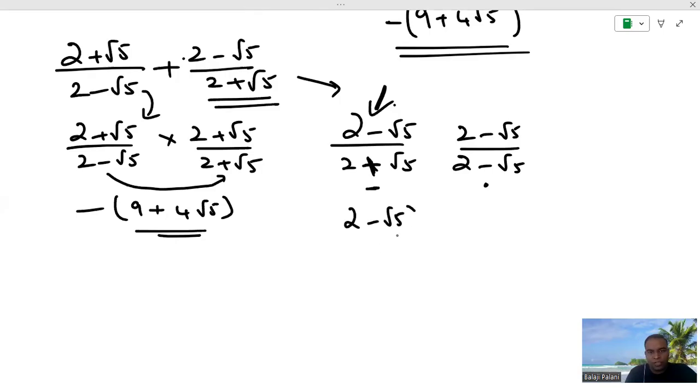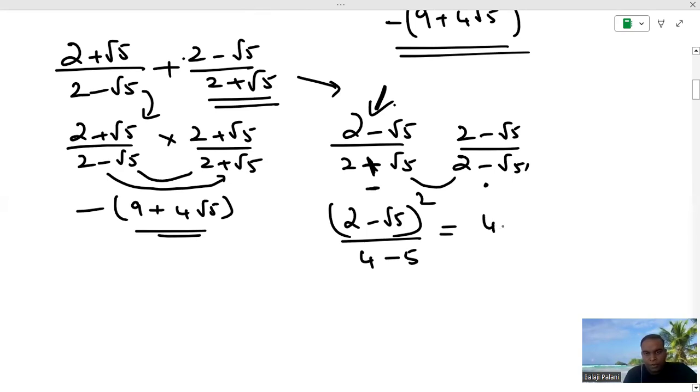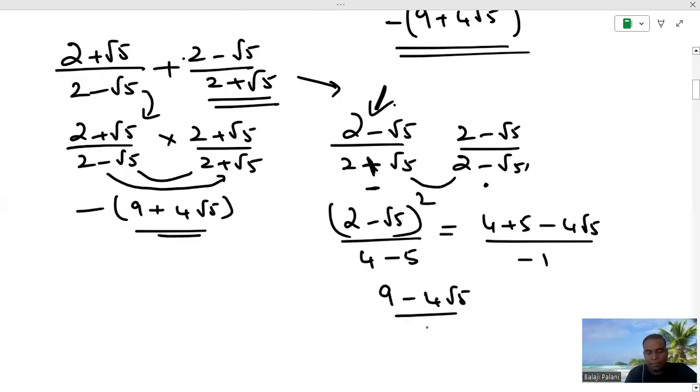2 minus root 5 the whole square in the numerator by 4 minus 5 in the denominator. There is no change here, just the numbers have interchanged. When you multiply 4 into 3, it is 12, and 3 into 4 is also 12, right? So you always get 4 minus 5 here, just because the denominators are interchanged. So what happens at the top? A square plus B square minus 2AB. That's the only difference compared to the previous term, divided by minus 1. So this will be 9 minus 4 root 5 by minus 1.